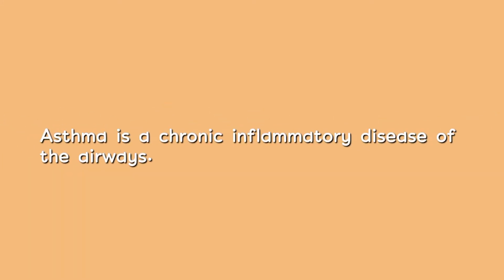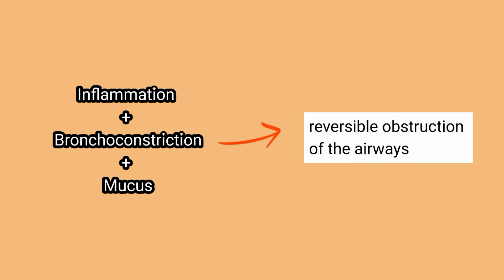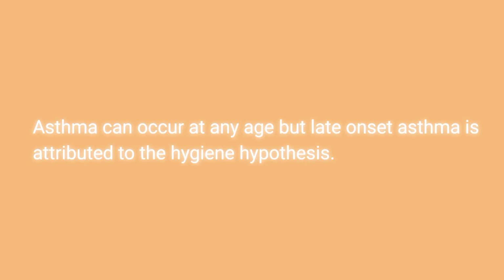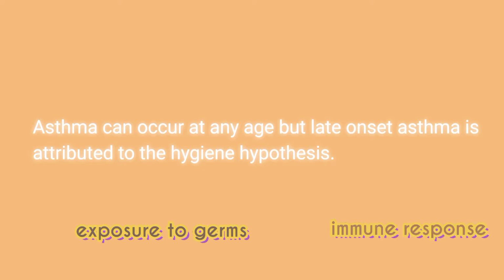Asthma is a chronic inflammatory disease of the airways. Inflammation, bronchoconstriction, and mucus cause the reversible obstruction of the airways. Asthma can occur at any age, but late-onset asthma is attributed to the hygiene hypothesis. The hygiene hypothesis states that people who have reduced exposure to germs and infections may develop a hyperreactive immune system.